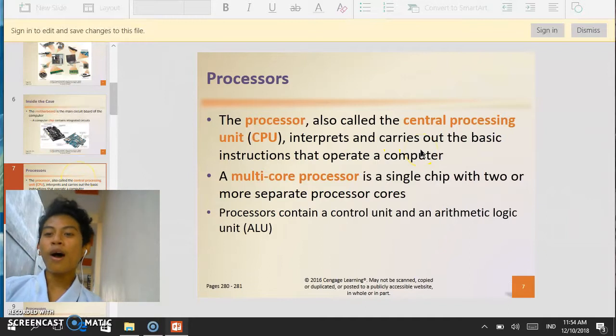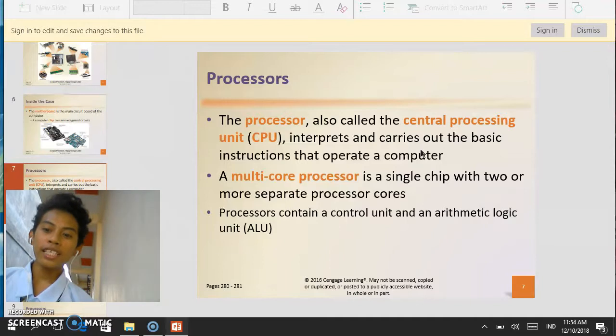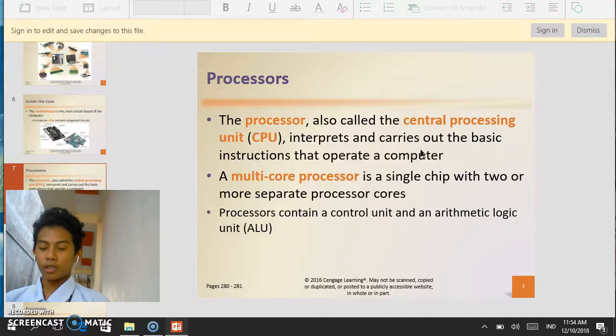The processor, also called the Central Processing Unit or CPU, interprets and carries out the basic instructions that operate the computer. Processor, also known as the brain of the computer. It holds instructions. Multi-core processor is a single chip with two or more separate processor cores. Processor contains a control unit and an arithmetic logic unit or ALU.